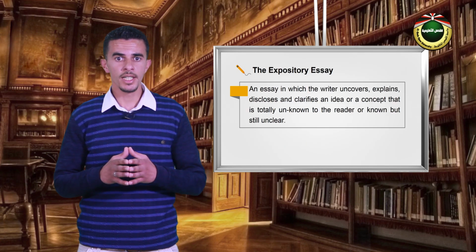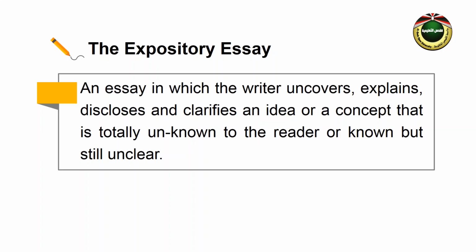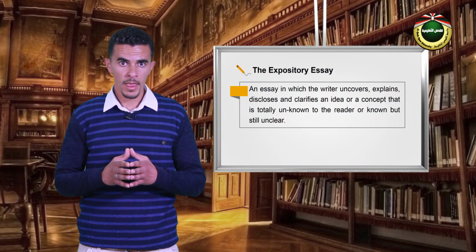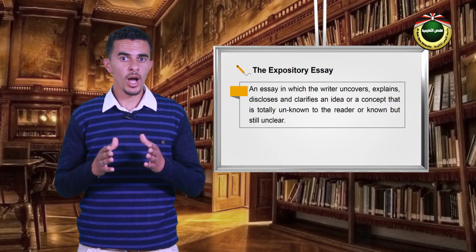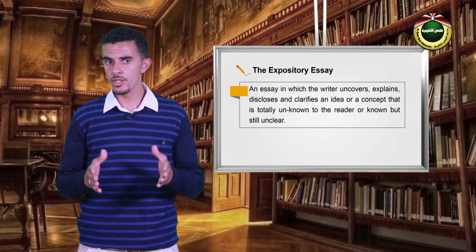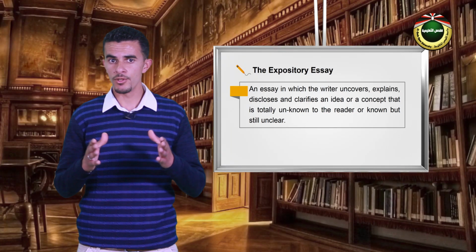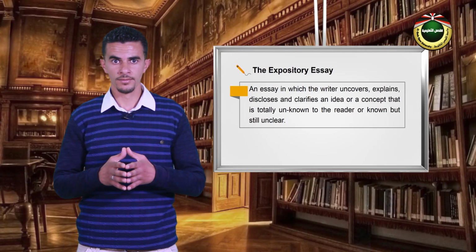The expository essay is an essay in which the writer uncovers, explains, discloses, and clarifies an idea or a concept that is totally unknown to the reader or known but still unclear. For example, if you write about democracy to show a new dimension of it, it is an expository essay.